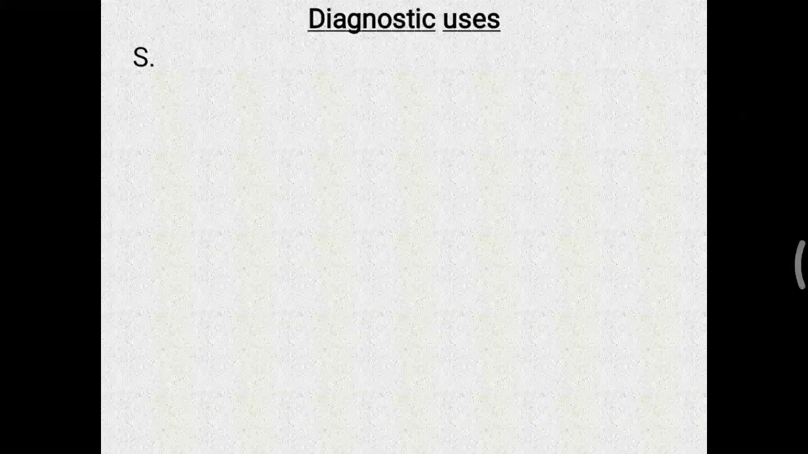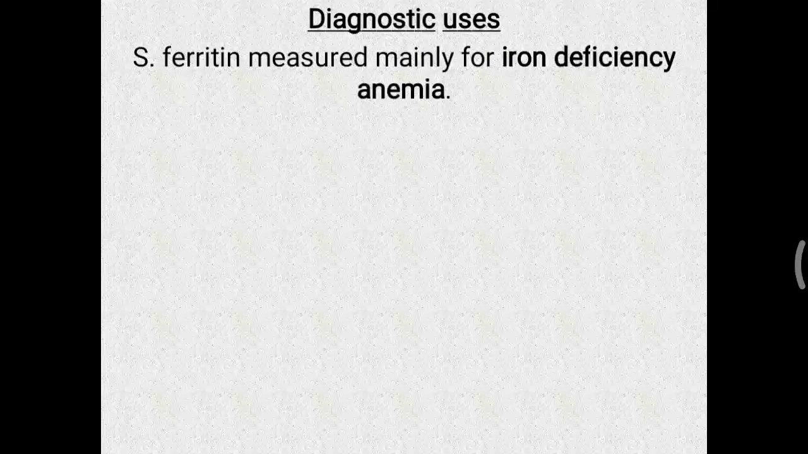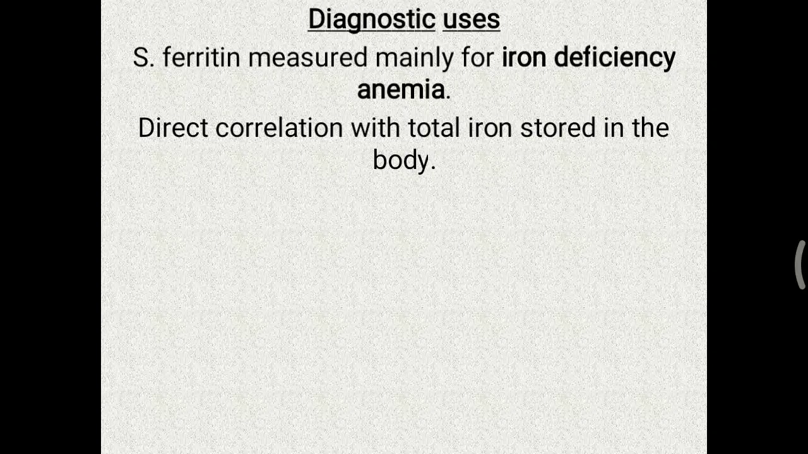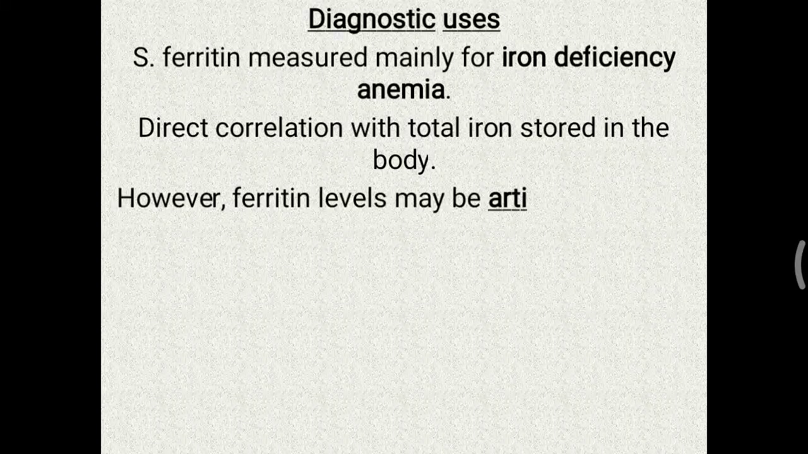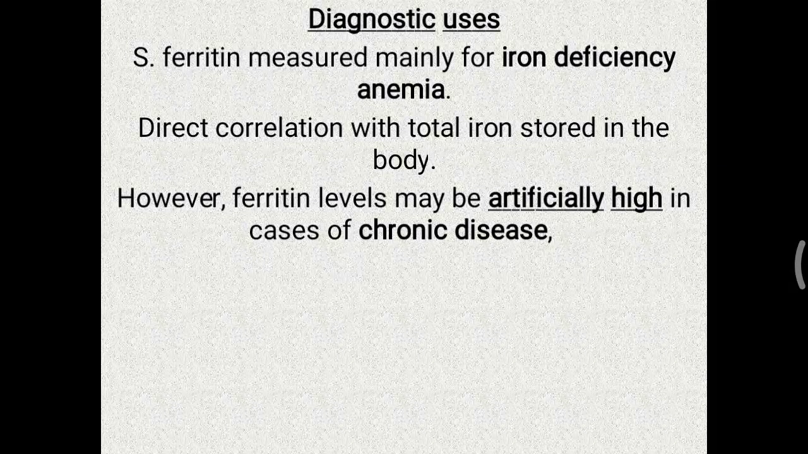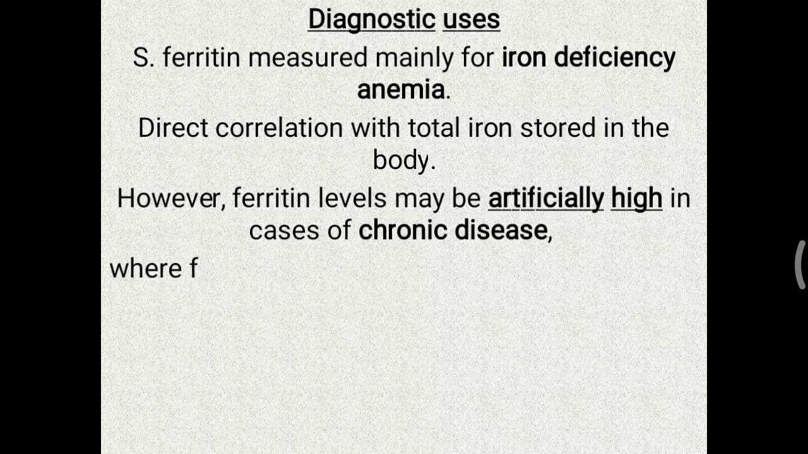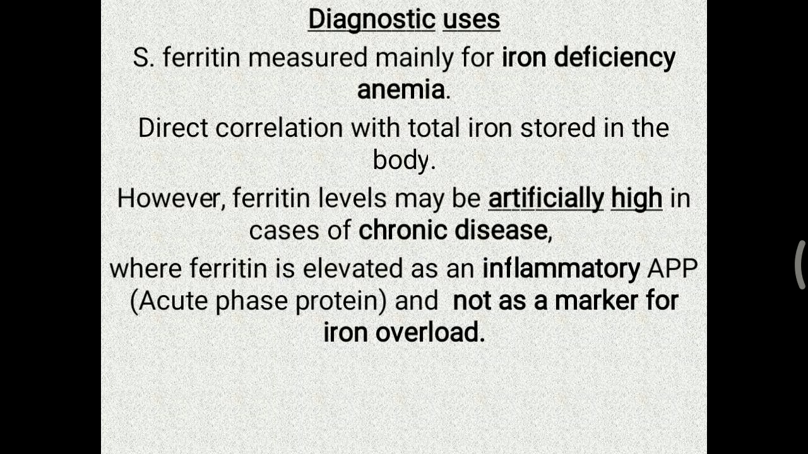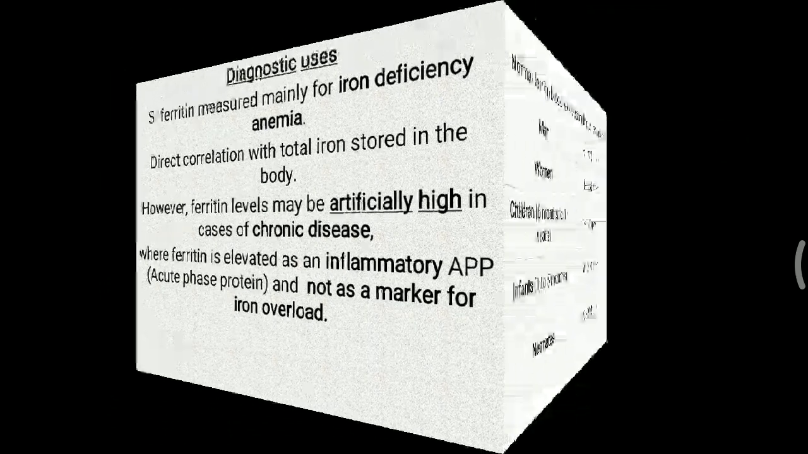Now the diagnostic use: serum ferritin is measured mainly for iron deficiency anemia, with a direct correlation with the total iron stored in the body. However, ferritin levels may be artificially high in cases of chronic disease, where ferritin is elevated not as a marker of iron load but as an inflammatory acute phase protein. Acute phase protein means a type of protein which suddenly increases in any inflammation or infection condition, and not as a marker of iron overload. So you have to keep that in mind.